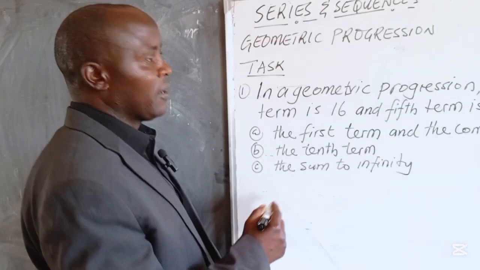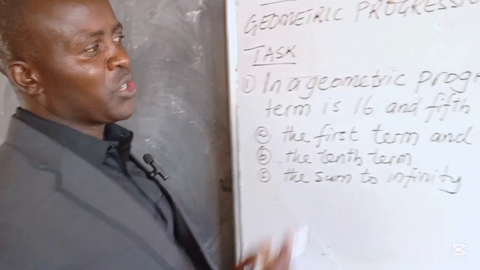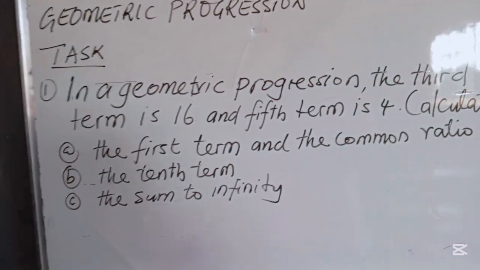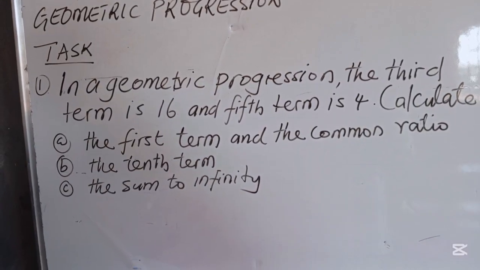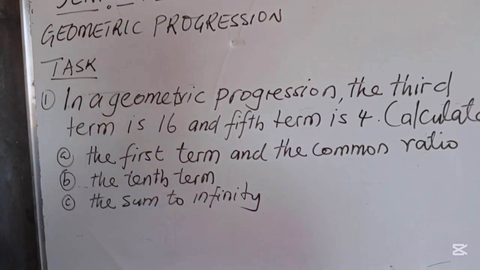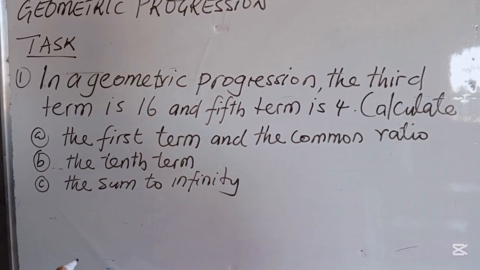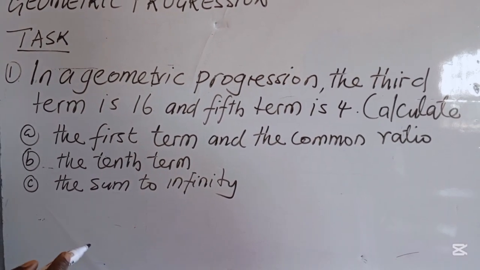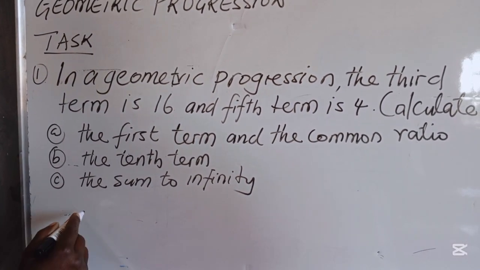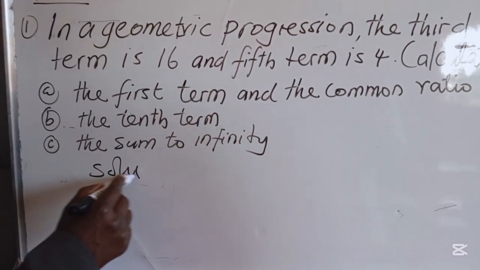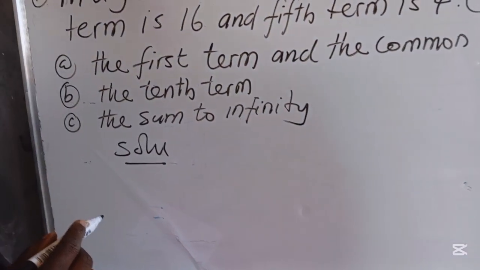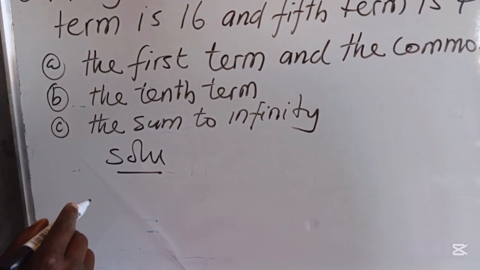Here we go. They are telling us that in a geometric progression, the third term is 16 and the fifth term is 4. So you can see that there is a term which is not there in between. So how do we answer this question? Today we are just going to employ the Saube method. I want us to see what is happening.